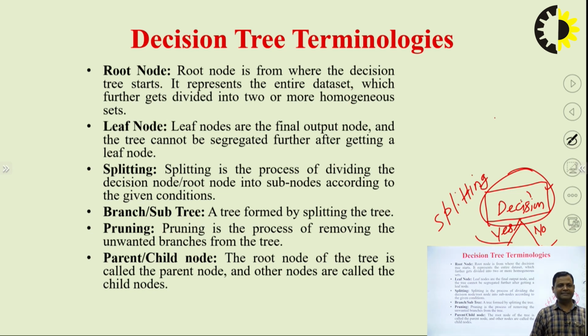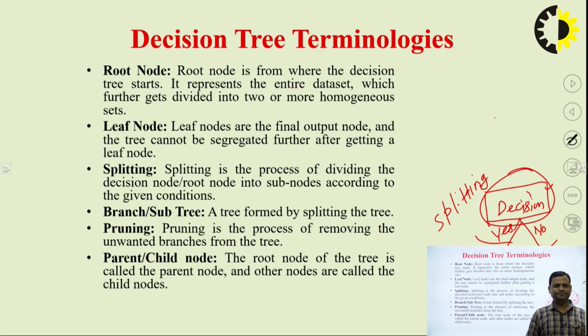So the next terminology is the branch, that is also called the subtree. A tree formed by splitting the tree. Obviously we get a tree by splitting a particular node, by splitting the particular decision node. So whatever branches are obtained after splitting, they form the tree, that is, they form the branch, or they form the subtree.